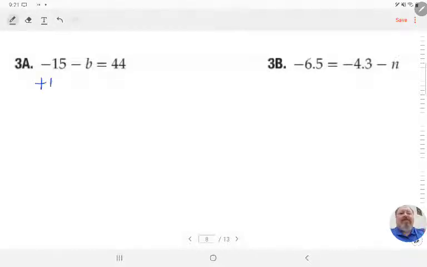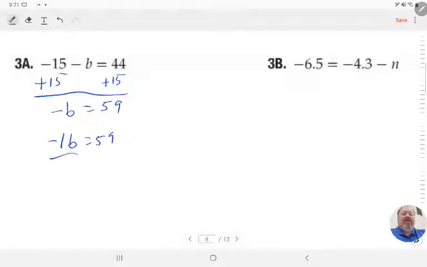So I would add 15 to both sides. That's going to give me negative b equals, looks like what, 59? And then this is just like negative 1b equals 59, so I divide by negative 1, and b equals negative 59.